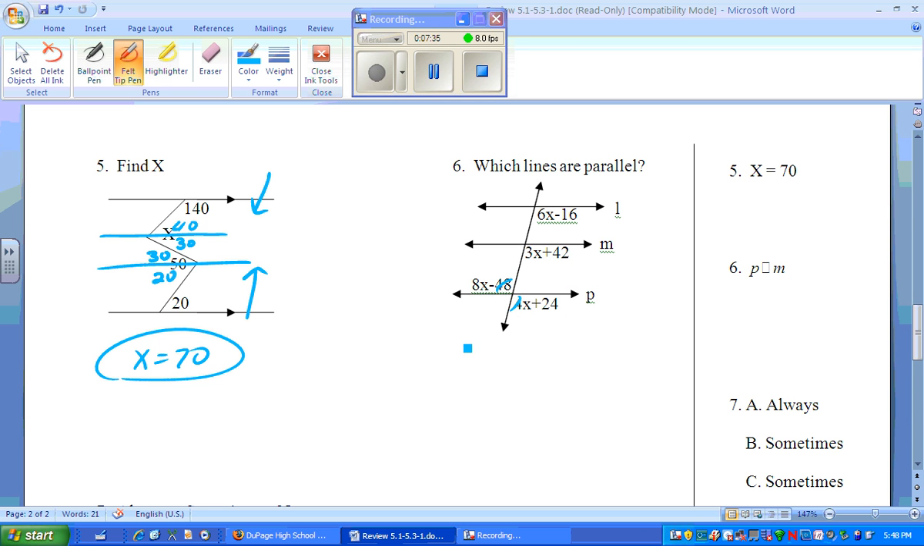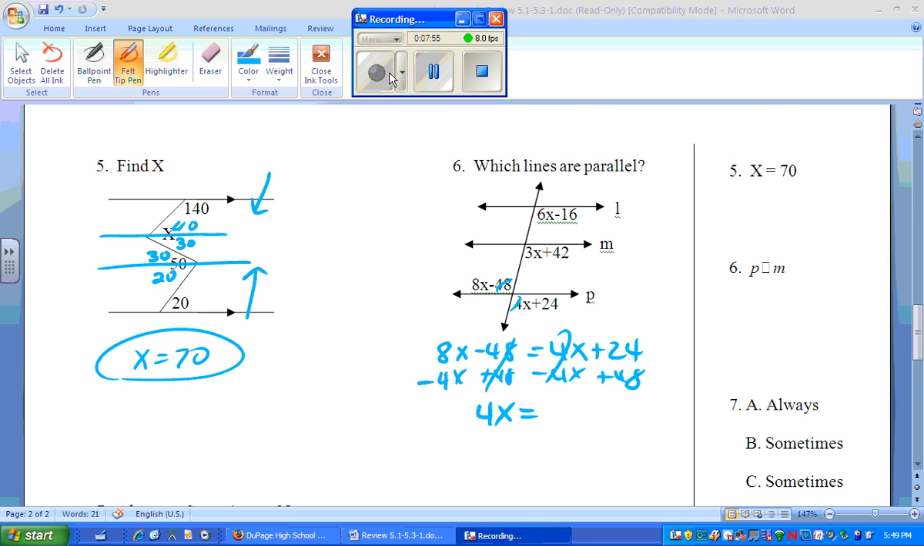These two angles are vertical angles, so we can set 8x minus 48 equal to 4x plus 24. Minus 4x over. Add 48 this way. So these cancel out, so we get 4x over here. Set that equal to, we get 72 divided by 4. X ends up equaling 18.